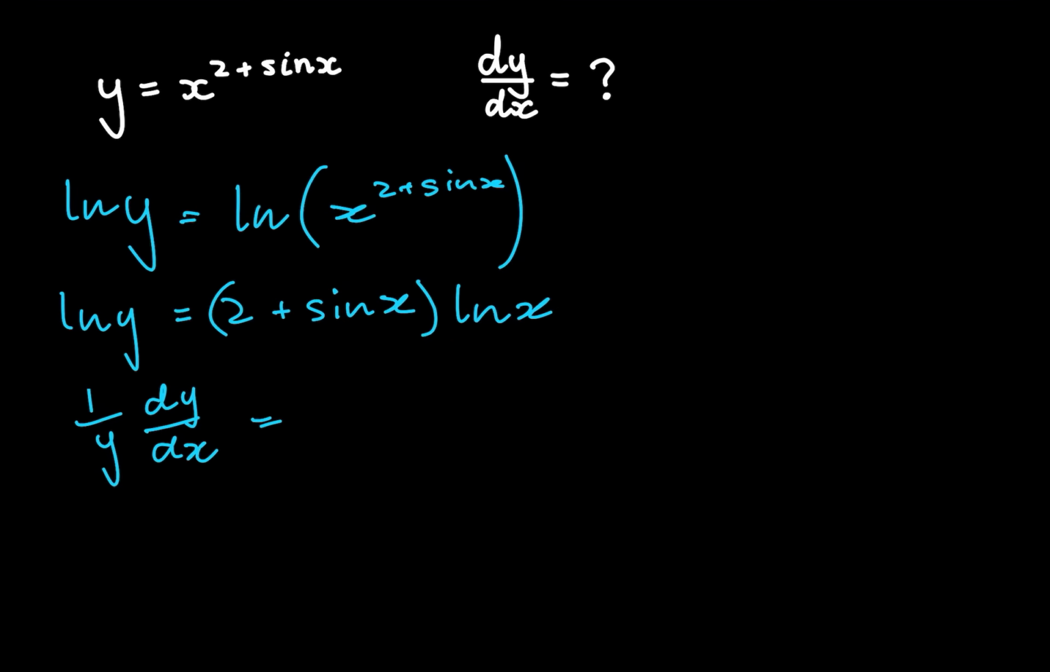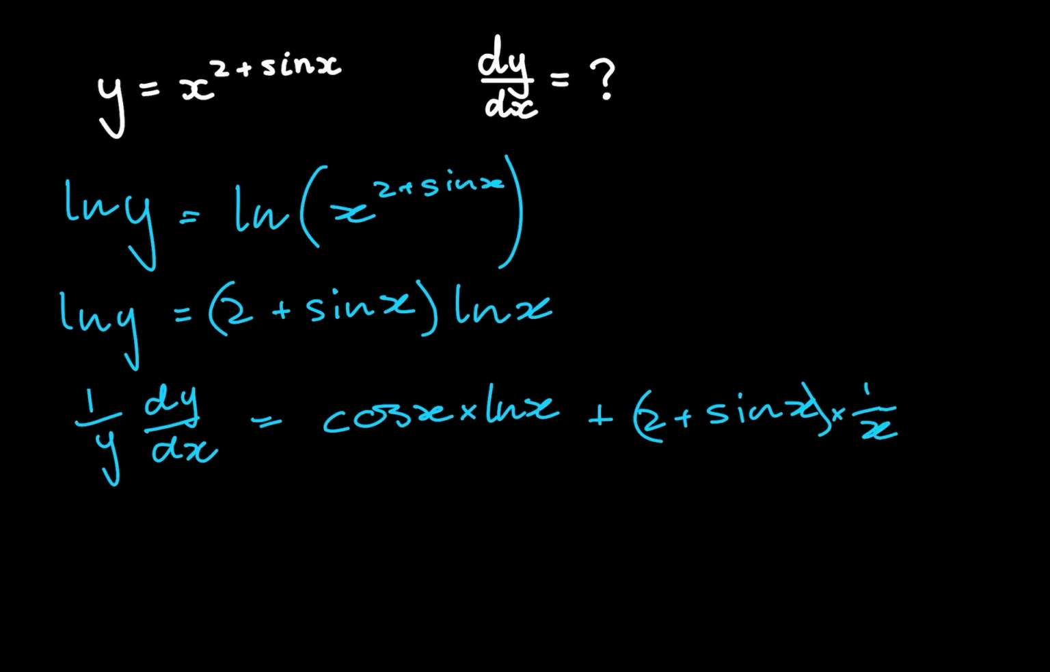So the derivative of this term is going to be cosine of x times the natural log of x. And by the way, we're doing the product rule for differentiation. So I differentiated that and I left this term the same. Now I'm going to leave this term the same, which is 2 plus sine of x, and I'm going to differentiate the natural log of x, which is simply going to be 1 over x.